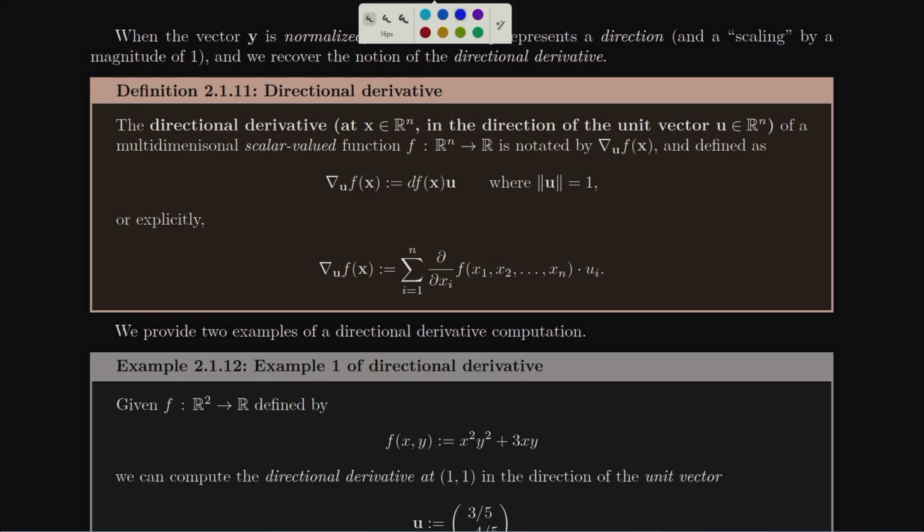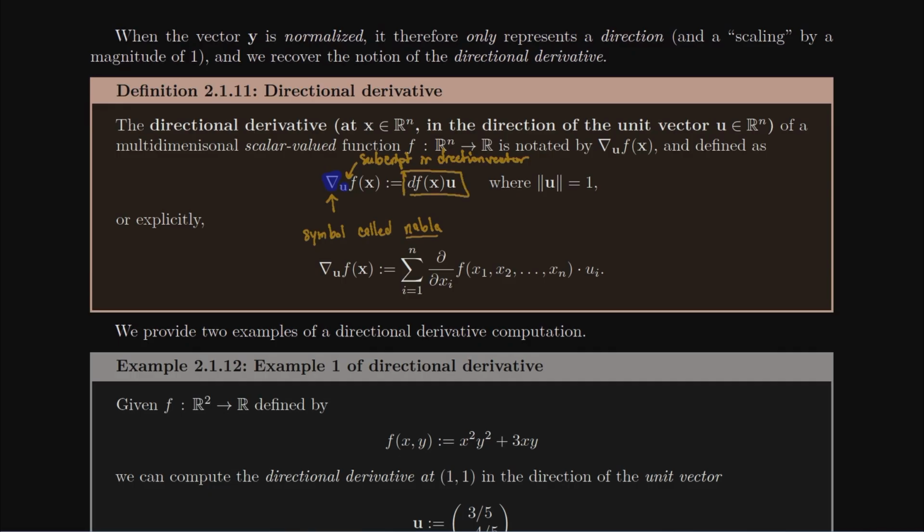We have a different notation for the directional derivative. Often it's notated with this upside down triangle. This symbol is called nabla. I know it's kind of a weird word to say, nabla. We give it a subscript in the direction vector. And if you think about what the output of this action would be, and I've kind of already described it, well, the output of that action is exactly this summation you see here. We take each partial derivative in the i direction of our function, and we multiply that by the i component of this unit vector u, and then we add all of those terms together.